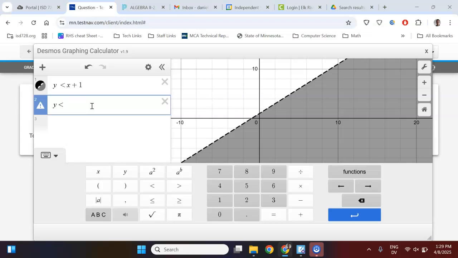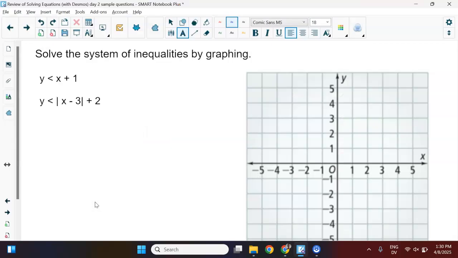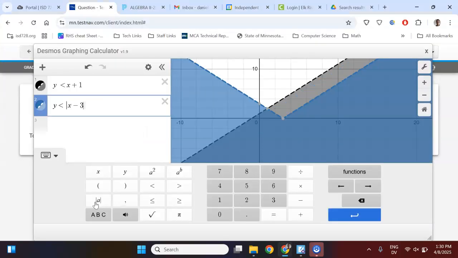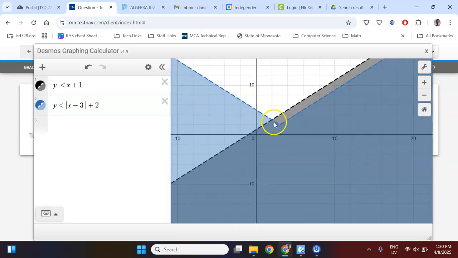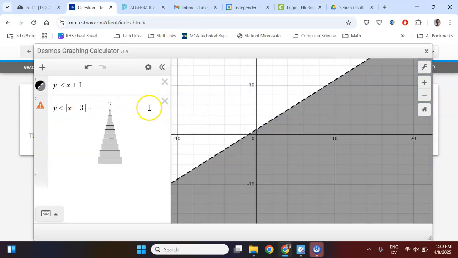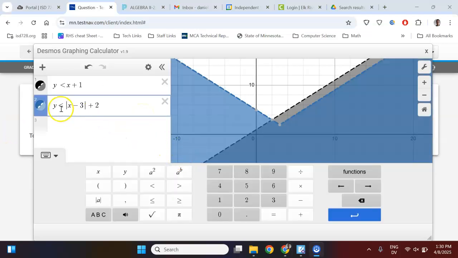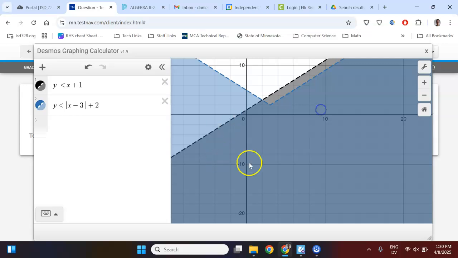And then let's do the other one. Y less than absolute value again, which is right here, x minus 3 plus 2. Okay, and that one is a V because of the absolute value. It looks like it moved right 3 and up 2. So it's a V shape, dotted because there's no equal to here, and shaded below because the mouth is facing away from y, meaning y is little. So our solutions are all this shaded region down here.